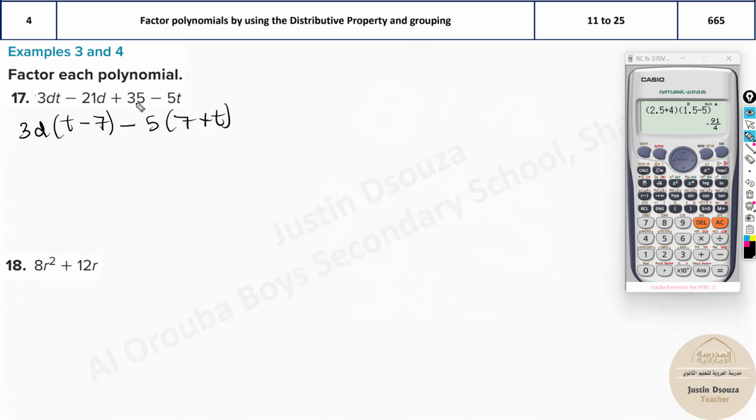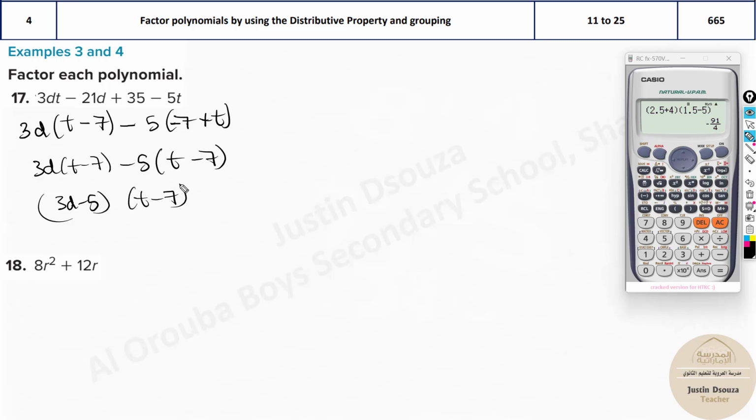Now from positive you're taking out negative. So you will have minus 7. This happens. So the sign changes. If you're taking negative 5 outside, it will become minus 7 plus 5 plus T. Now you can rearrange and write T minus 7, with T written first and then 7. Now 3D minus 5 times T minus 7. This is the answer.